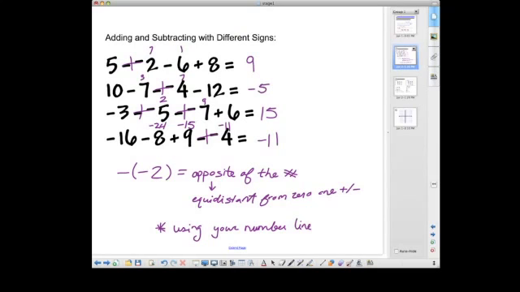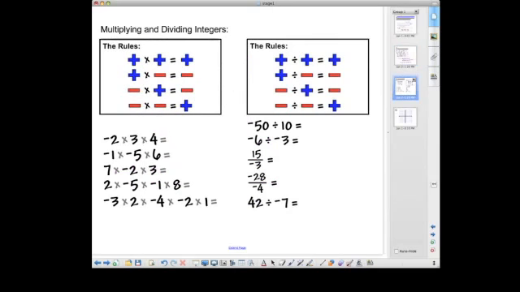So as we move on, multiplying and dividing integers. This is, I would say, one of the simplest pieces of positive and negative numbers, because if you know the rule, you're not going to mess it up. So the two rules are here, or the two sets of rules. These are the rules for multiplication. These are the rules for division, right? And we have a few examples on the bottom.